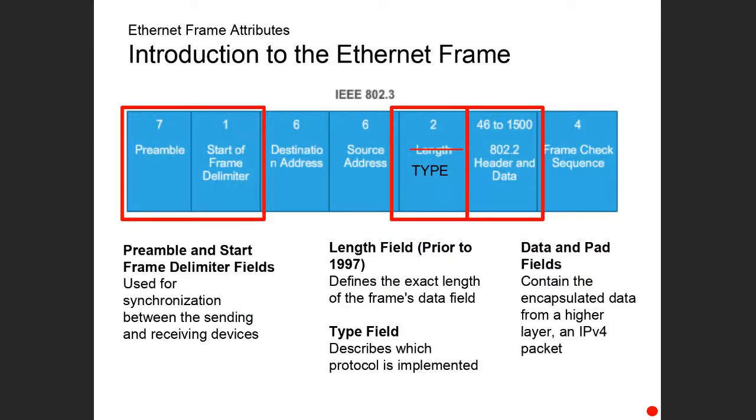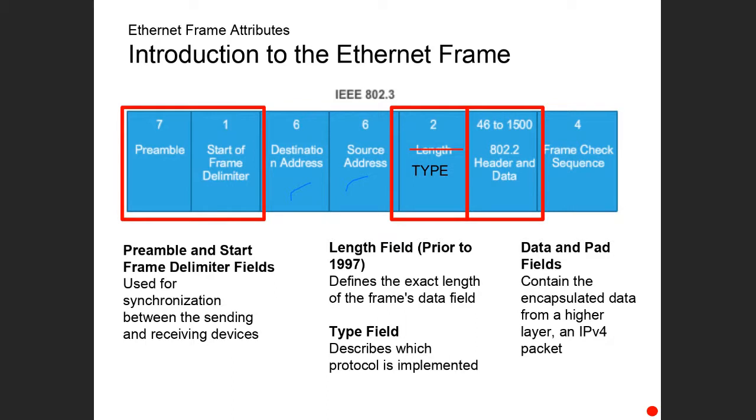So back to the standard Ethernet frame. We have our preamble and start of frame delivered to that first red square at the left side. That's that 64 bits of alternating zeros and ones. And then we have our destination address and our source address. And then the type field.